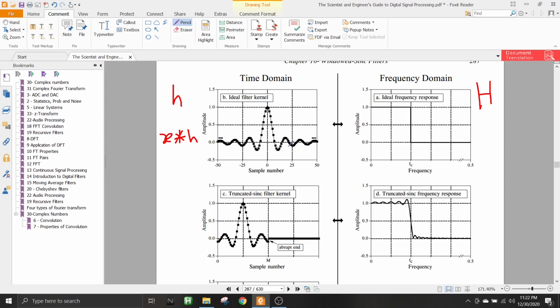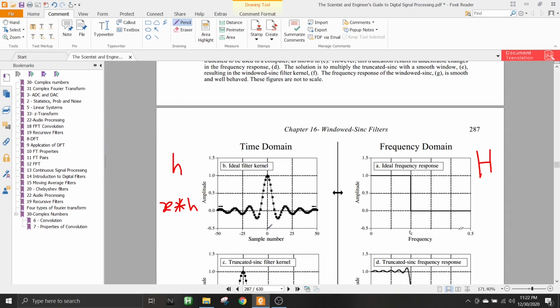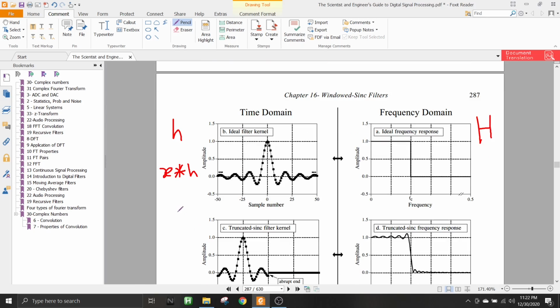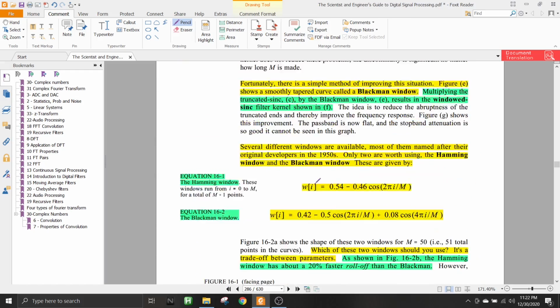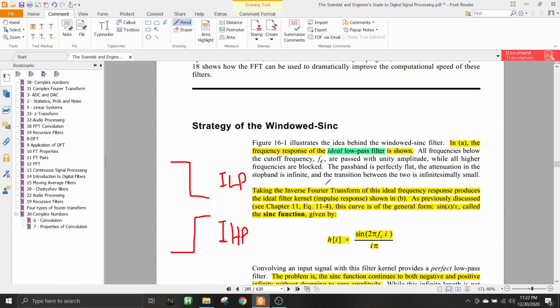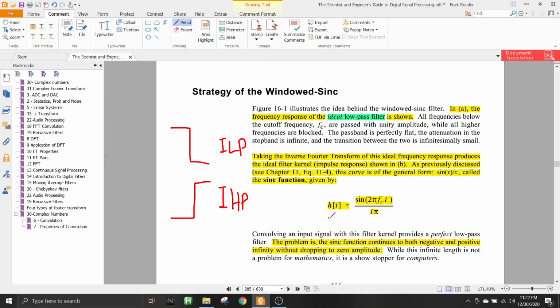I think you have probably already heard of this before. This function is called the sinc function. So this h corresponds to the sinc function, and this is the next topic of our discussion here. This is actually the equation of small h, the sinc function.